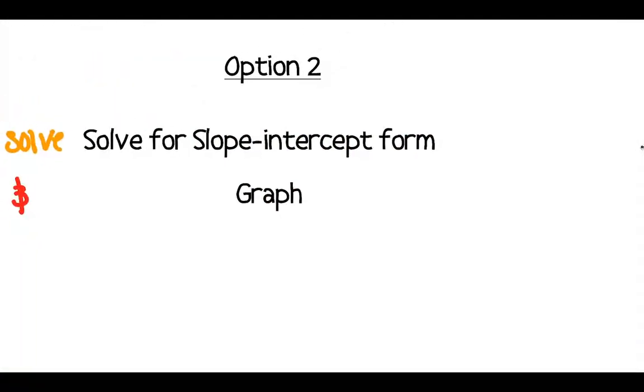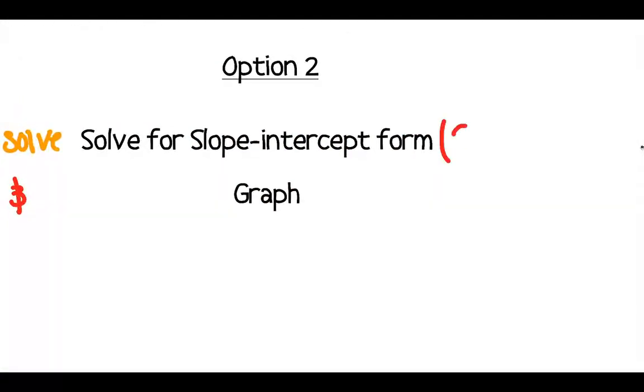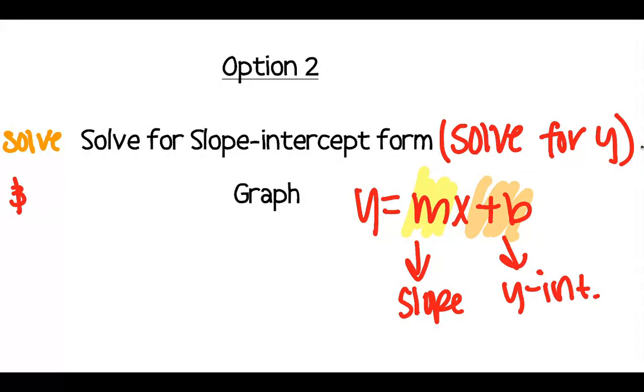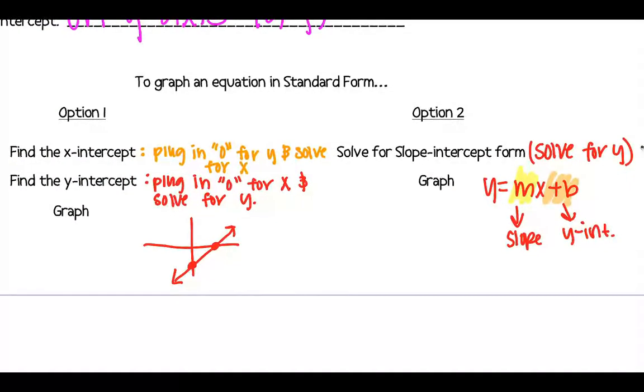Option 2 is to do what we kind of just did. You solve for slope-intercept form, which means solve for y. Then you've got y equals mx plus b, and you've got your slope and your y-intercept. So those are the 2 options. We have 2 examples down here. I'm going to do one way and one the other way. You pick your favorite. I'm not going to tell you which one to do. As long as we're all getting the same answer, then I am good to go.